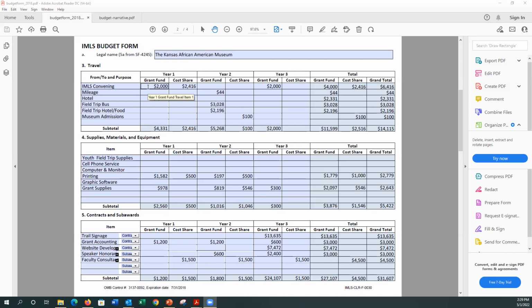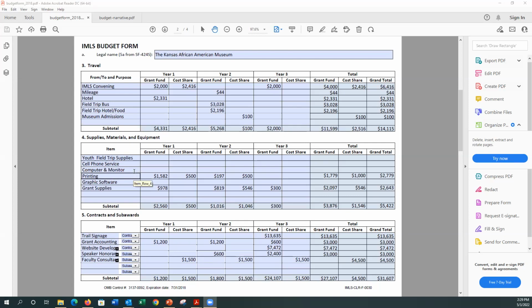We wanted to send the project director also, so the museum covered the cost of the $2,416. And then they also attended in year 3, so we charged the grant for that. You can see that they've included mileage, hotel, a field trip bus, field trip hotel and food, and museum admissions. The partner museums were donating those museum admissions, so we were able to count that as cost share in year 2 when the bus trip happened.